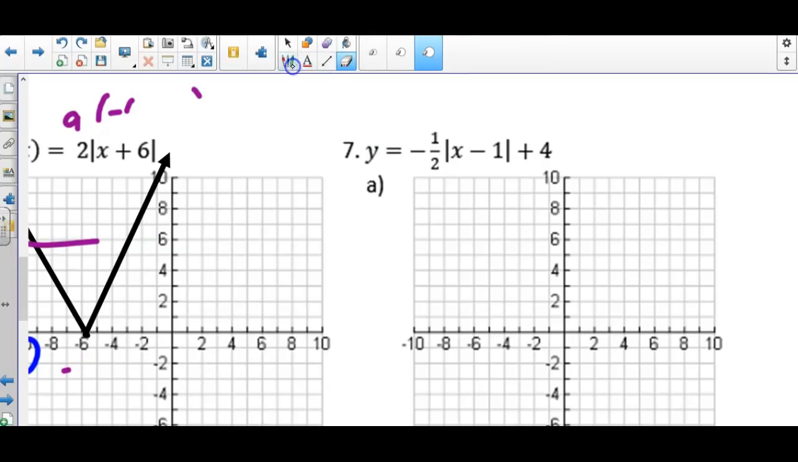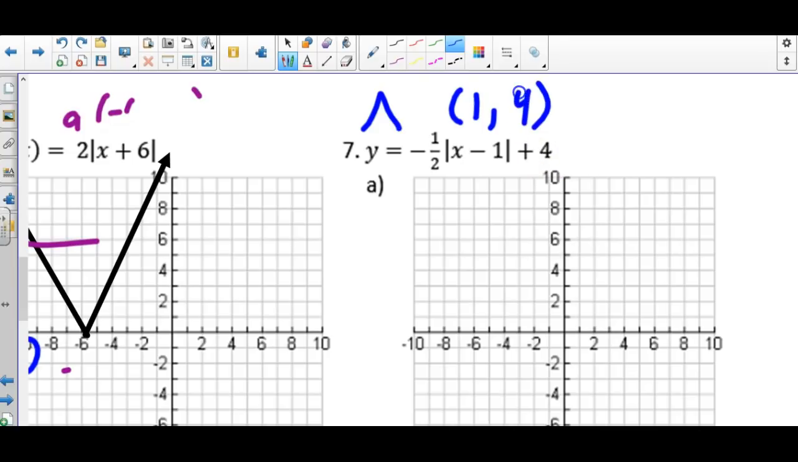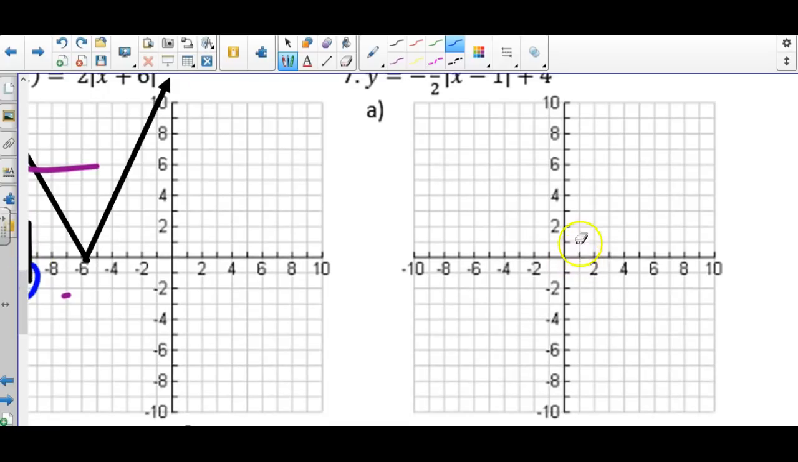Let's start by addressing this negative. The negative tells me my V is going to open down. Now for the vertex. H, do the opposite, is 1. K is plus 4. Don't change the sign here. It's just 4. That's my vertex, (1, 4). So I go over 1, go up 4. Here's my vertex. Now I know I'm going down.